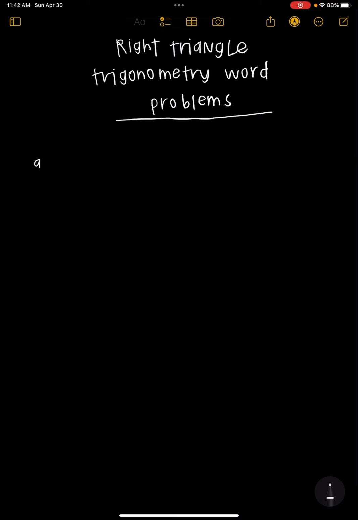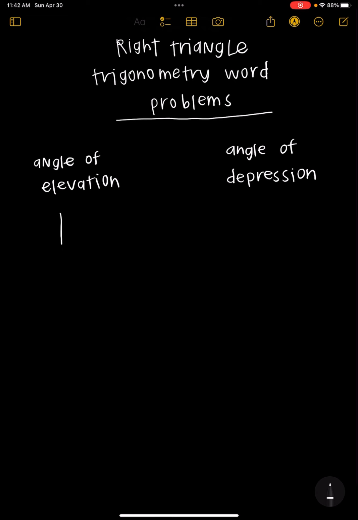The first one is called angle of elevation. And the other one is called angle of depression. So in a triangle, in a right triangle specifically, we have the right angle, but then we also have two other angles. Now, when it's asking you to find or use the angle of elevation, it's talking about the angle that's closest to the ground.